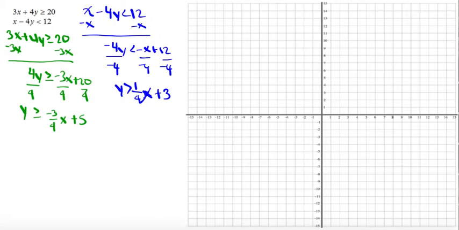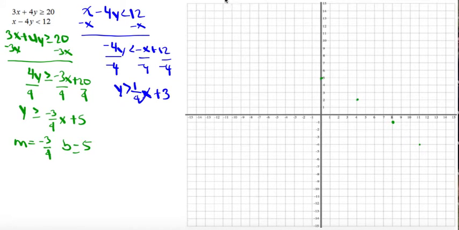So now I have to graph, and I'll graph the green inequality first. My slope here is negative 3/4, and my y-intercept is 5. So I start my graph at positive 5 on the y-axis. My slope tells me to go down 3, right 4. And then to extend my graph, I go up 3, left 4.